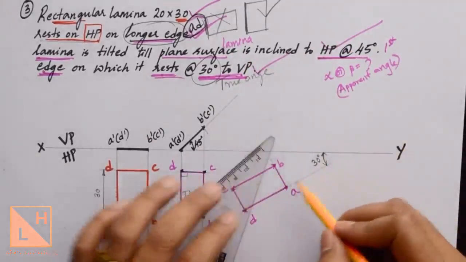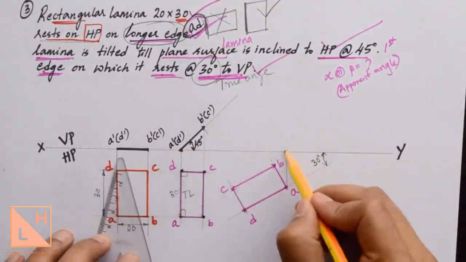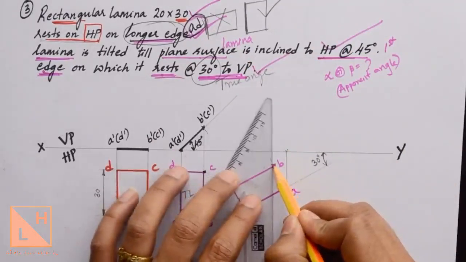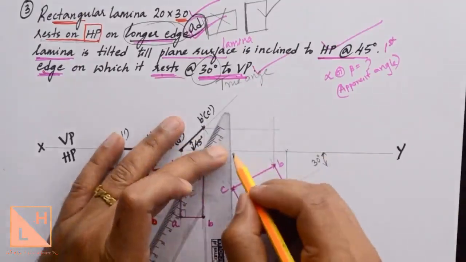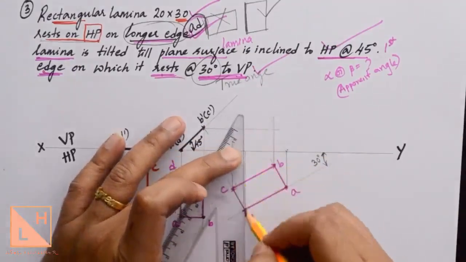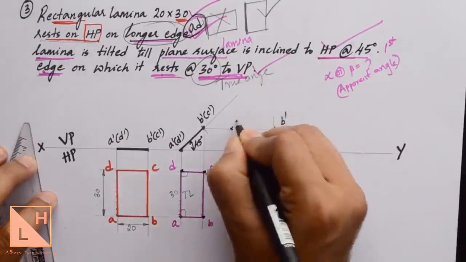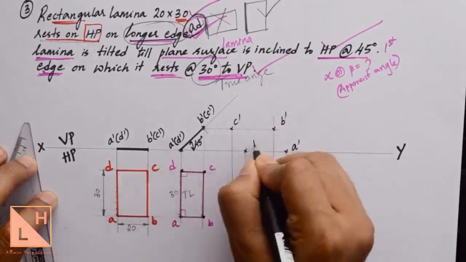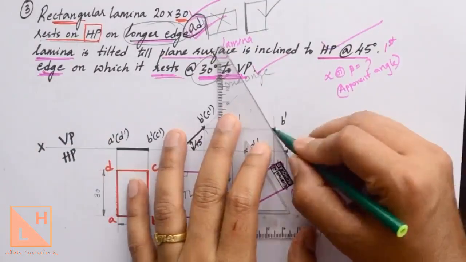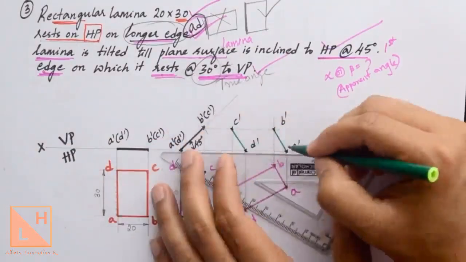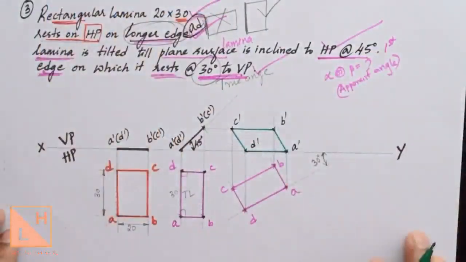To get the final position, draw the projection lines from every point. A to A dash, B to B dash. Join this with a dark line to get the final position. That's the solution for the given problem.